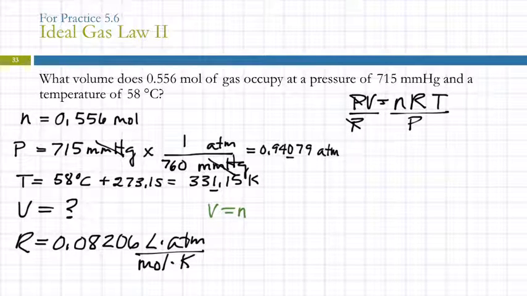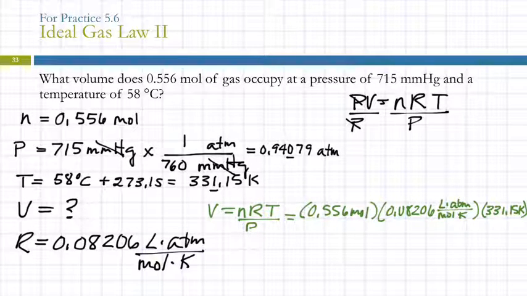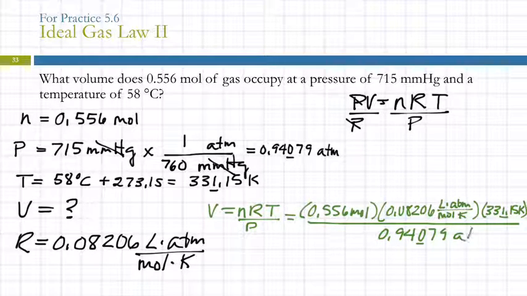So volume is equal to nRT over P. So my n in moles, 0.556 moles. R, 0.08206 liter atmospheres. I hate it when I do that. Per mole Kelvin. Temperature is 331.15 Kelvin, all divided by the pressure, 0.94079 atmospheres. Double check that the units cancel. Moles cancel moles, Kelvin cancels Kelvin, atmospheres cancel atmospheres. And so I'm going to end up with my volume in liters.